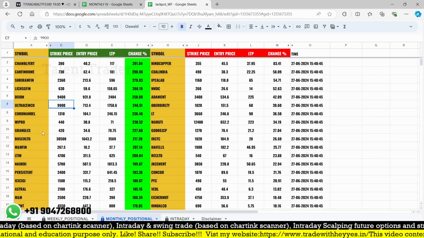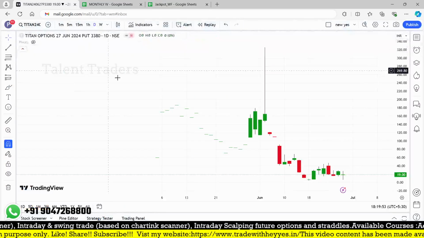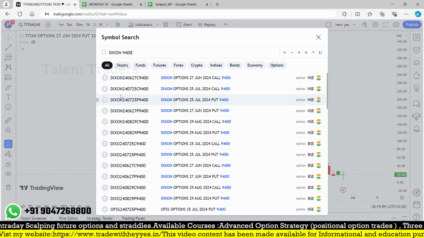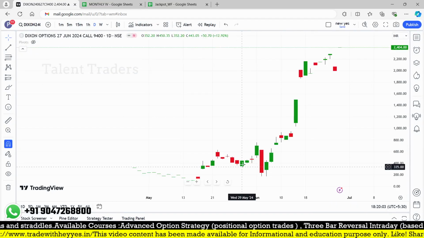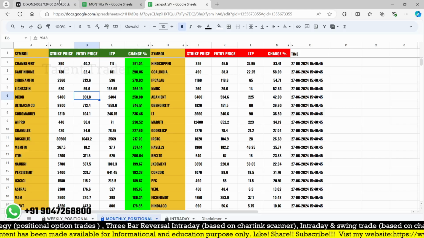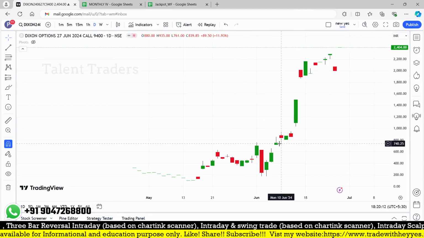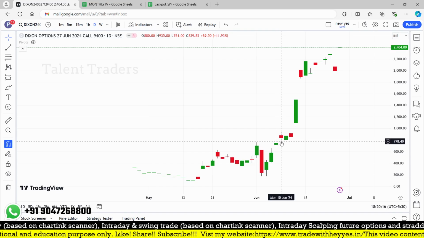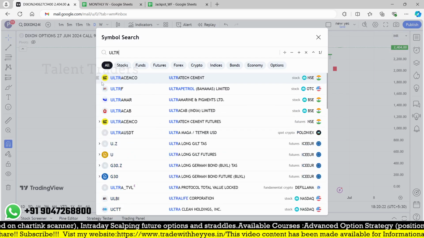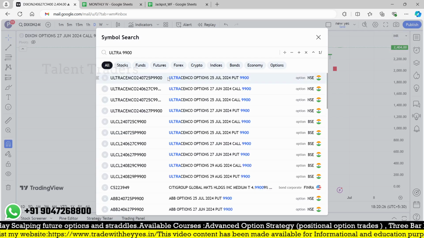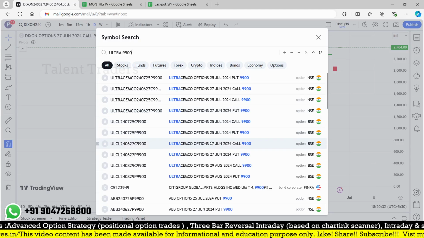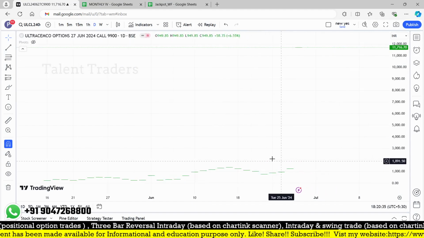Let me give an example with Ultratech or Dixon 9400. The Dixon 9400 call option gave you such a good move from here. On the 3rd of June it went up to 760. Our entry point for that is 931. In this case it is not triggered. This is a fresh entry where we got an opportunity on 10th of May only. Ultratech 9900 is the monthly strike price. Let me check that Ultratech 9900. We should check for a call option. This is not liquid yet.